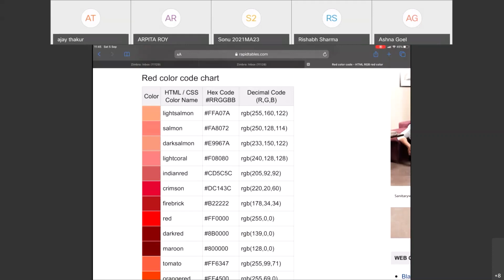So suppose you go to an Asian Paints shop in India, or for that matter, maybe some Berger Paints in the UK. As long as you give this RGB as 205, 92, 92, it will give you the Indian red. If you give this RGB as 240, 128, 128, it will give you the light coral color, and so on. Understood?